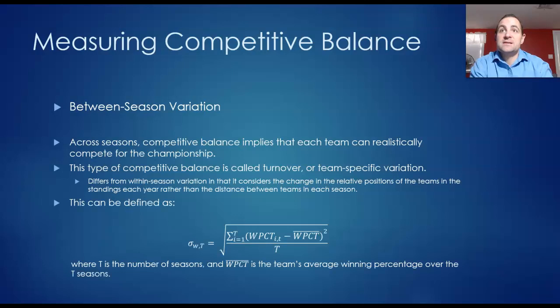Now, this can be defined as, if you look over time, T years or seasons, and winning percentage bar, which is the given team's average winning percentage over those seasons. And so it looks at the difference between their winning percentage within a season minus their average. And so the larger this becomes, the more team standing varies from year to year. The higher it is, the more difference there is in the team from year to year, and the more uncertainty there is in a team's outcome, good or bad, from one year to the next.